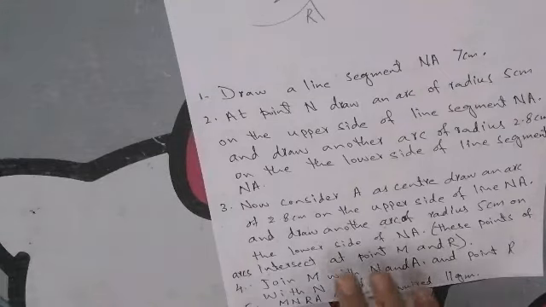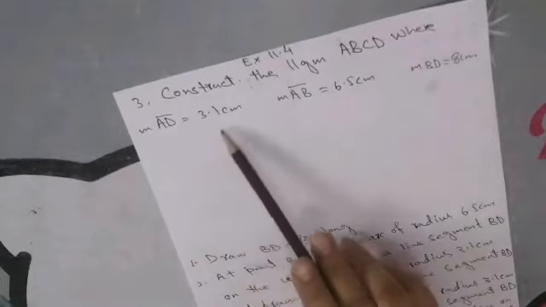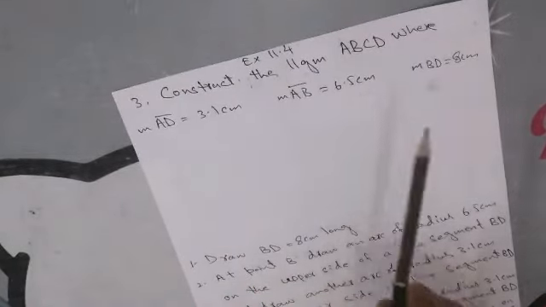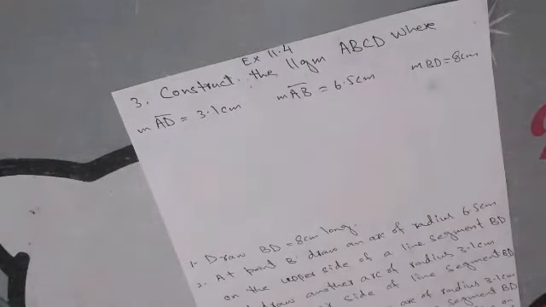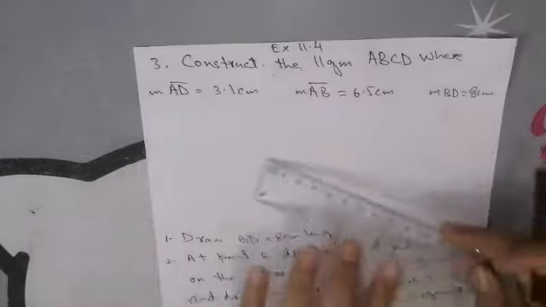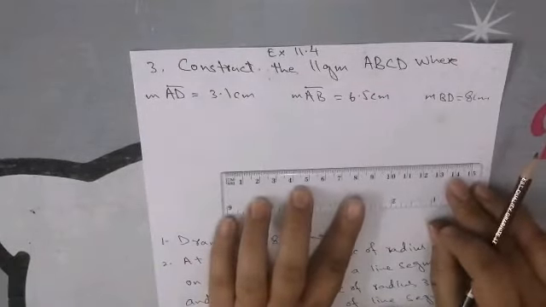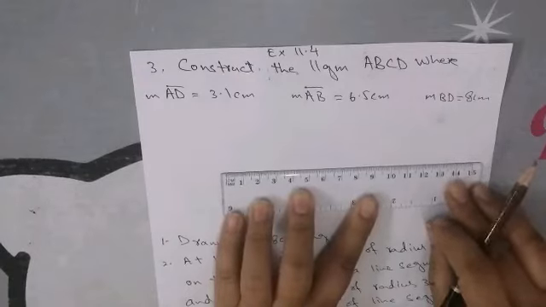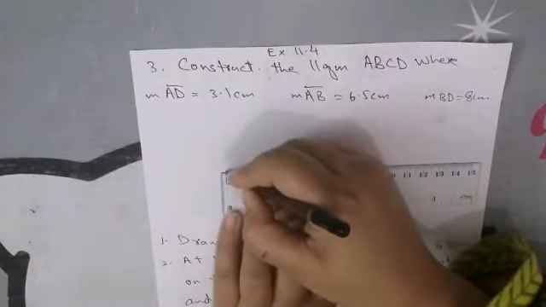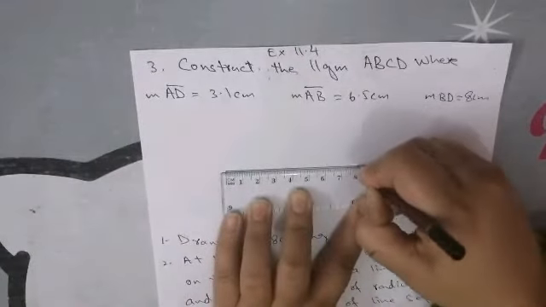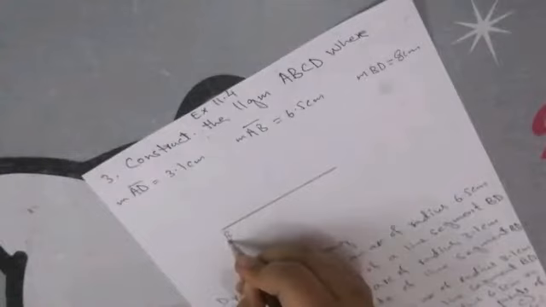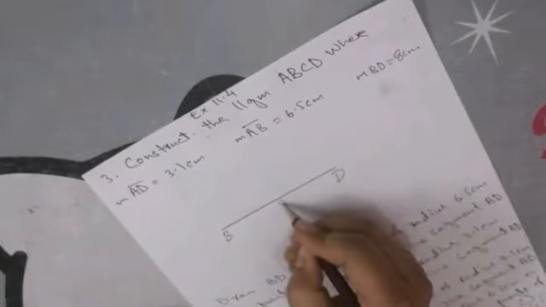I'm going to discuss question number 3 now. Question number 3 is construct the parallelogram ABCD where AD is 3.1 centimeter, AB 6.5 centimeter and BD 8 centimeter. So I told you the diagonal length, the highest length we take first, that is 8 centimeter. So we draw the line BD first, that is 8 centimeter from 0 to 8. This is B and this one is D.